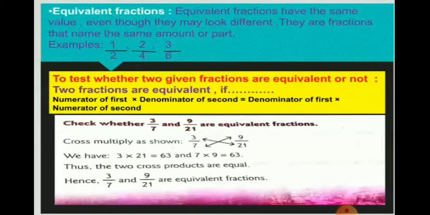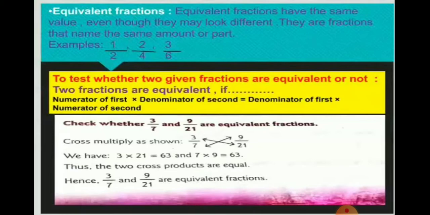Now to test whether two given fractions are equivalent or not. Two fractions are equivalent if the numerator of the first into the denominator of the second is equal to the denominator of the first into the numerator of the second. So let us check whether 3 upon 7 and 9 upon 21 are equivalent fractions or not. So we will cross multiply both the fractions.